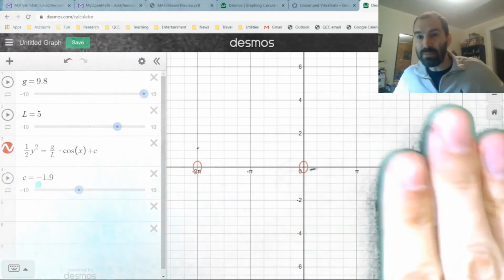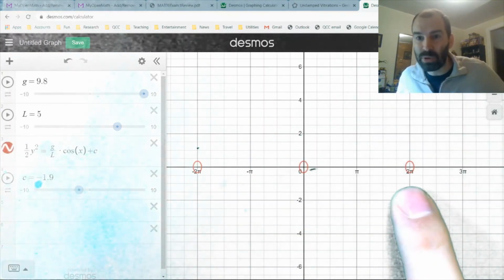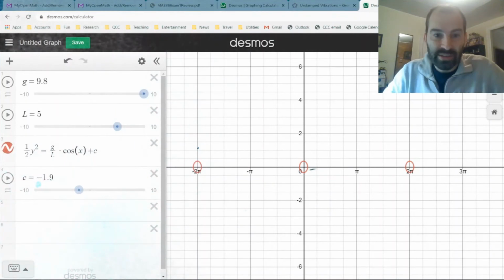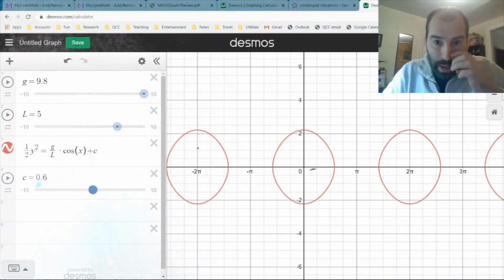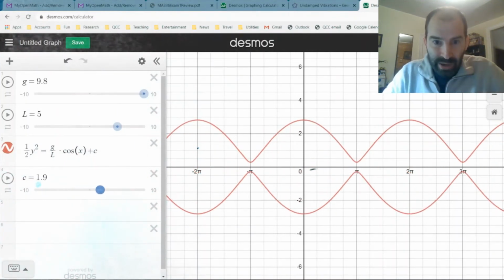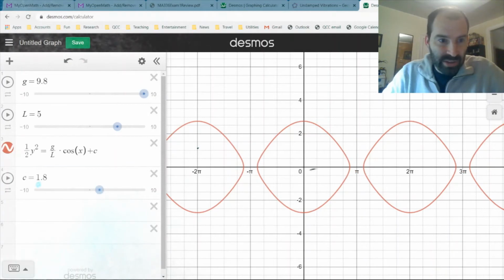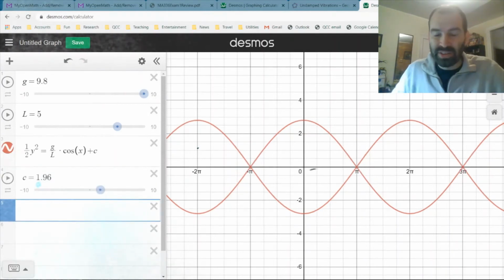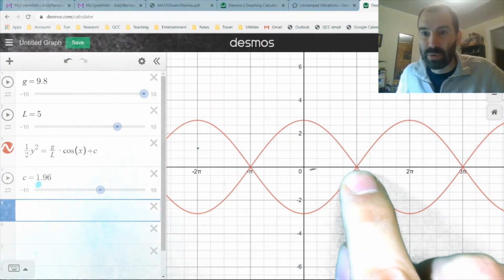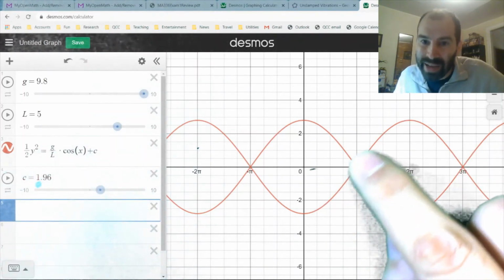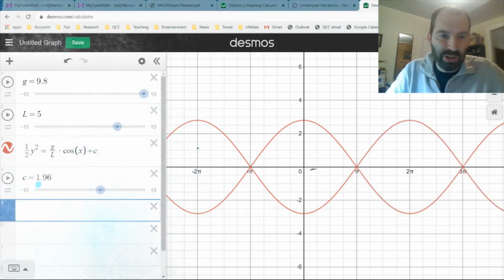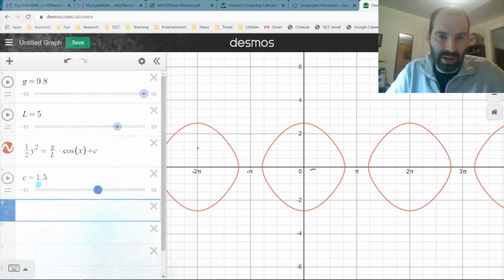So even multiples of pi give us stable equilibria, whereas the odd multiples of pi are giving us unstable equilibria, where if I nudge it, I'll have to impart a little bit of velocity, and I'll end up on one of these or one of these, right?